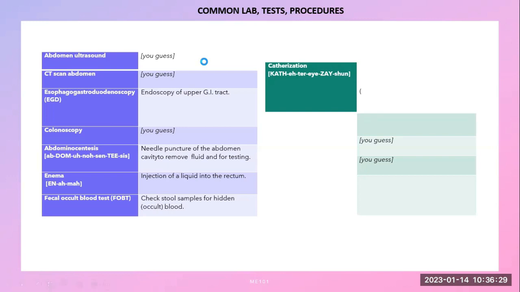Catheterization. So what does it mean? I'm not sure whether you're familiar with the Foley catheter. The word Foley. I usually use Foley, like it's a tube, right? Foley catheter means that you put the tube inside.